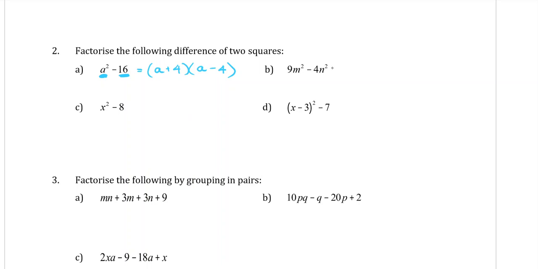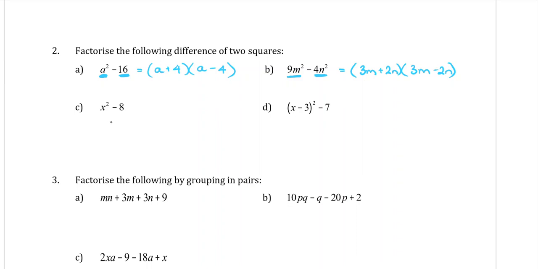Let's do that again. For B, again, these are going to have 2 sets of brackets there. Square rooting 9m squared would be 3m at the start of both brackets. Square root of 4n squared would be 2n. And then one's a plus and one's a minus.